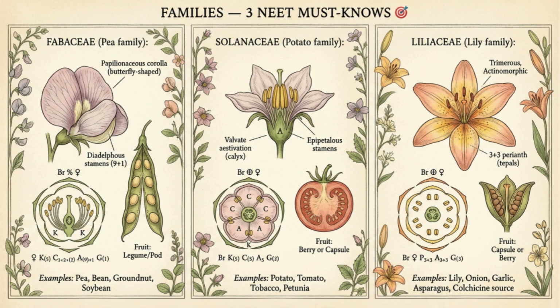Valvate aestivation in the calyx is a giveaway. Stamens are epipetalous, attached to petals. Tomato is a berry, datura is a capsule. Liliaceae, trimerous, all parts in threes. Tepals instead of separate sepals and petals. Onion, garlic, asparagus all belong here. Colchicine, used in polyploidy experiments, comes from colchicum, a Liliaceae member.